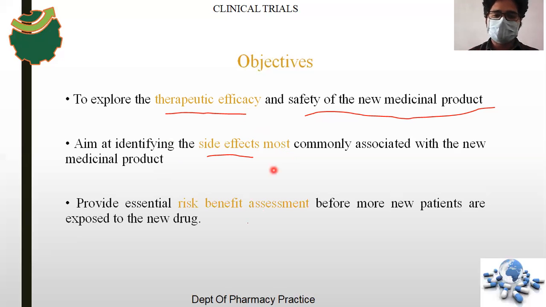Next one, risk-benefit assessment. The objective of this phase is to provide essential risk-benefit assessment before more new patients are exposed to the new drug. Like even in phase 1, I said we'll be doing it in batches: batch 1, batch 2, batch 3. Batch 1 will be done with the studies, and if there is no problem, batch 2 they will do the higher dose, and in batch 3 the next higher dose if there is no problem. Like that, here we are going to see the risk-benefit assessment.